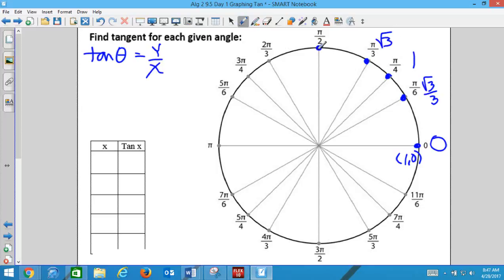And we go to pi over 2, and that's another quadrantal. So the quadrantal, I need to write the ordered pair. What is my ordered pair? 0, 1. And the tangent is y over x. So we do 1 over 0, undefined. UNDF, if you want to abbreviate.